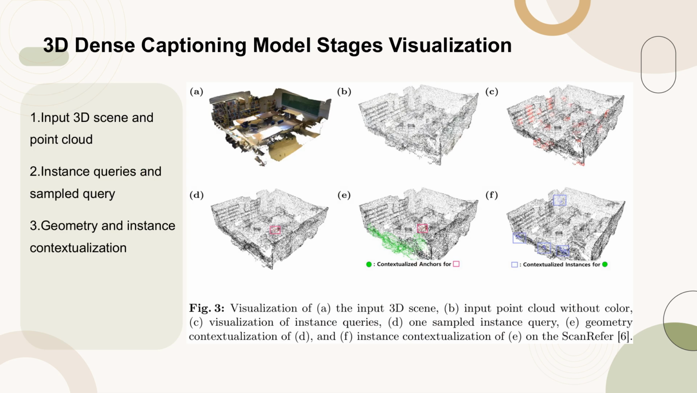Figure 3 provides a detailed visualization of the stages in the 3D dense captioning model. It begins with the input 3D scene, A, and the corresponding point cloud without color, B. The visualization of instance queries, C, shows the spread of queries across the 3D scene, not focused on specific objects. A sampled instance query, D, is then shown, followed by its geometry contextualization, E, highlighting the surroundings and distant corners of the room. Finally, the instance contextualization, F, depicts related instance queries for the object-aware context feature, demonstrating the model's ability to check all instances to generate captions for a single object.